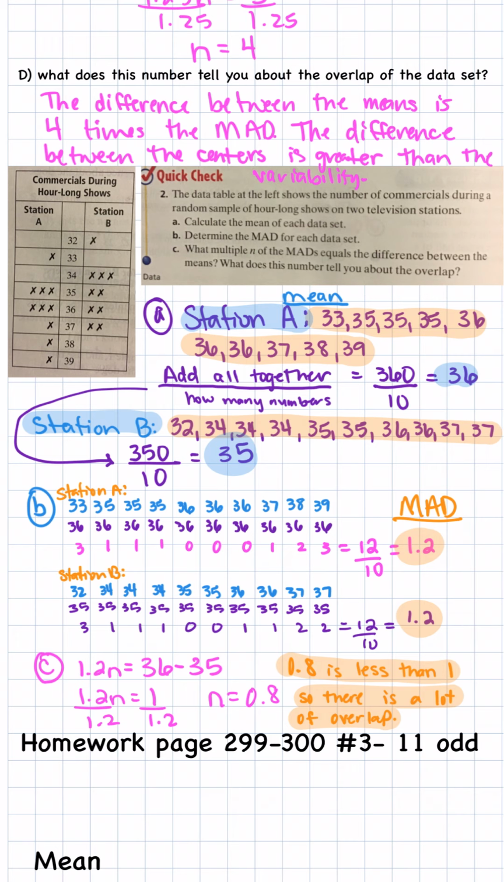Be sure to refer to these notes for the homework assignments. Re-watch this video if you need to. So your homework for today is homework page 299 through 300, numbers 3 through 11 odd. Happy homeworking!